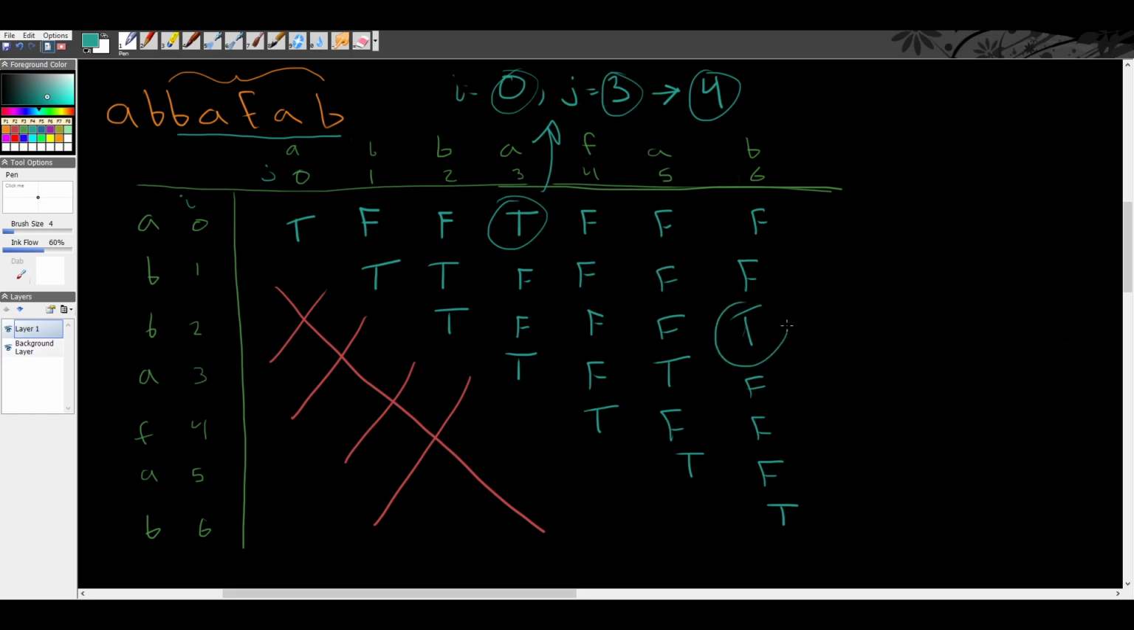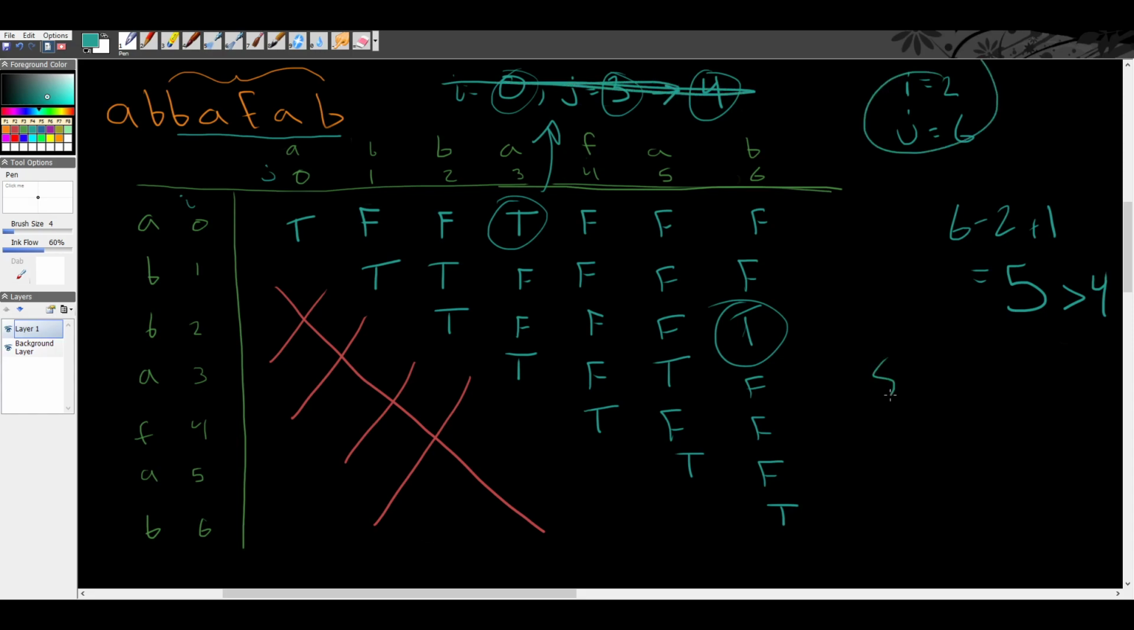And as we're going along and we discover this one, hey, this is 2 to 6, BAFAB. J is 6 and I is 2. 6 minus 2 plus 1, that's size 5, right? So this is greater than 4. So let's just replace all of these numbers with these. And we could just return S of 2 to 6 at the end, or 6 plus 1 in this case, because we want to include the end. It depends on your language, but you just return the substring that is relevant.